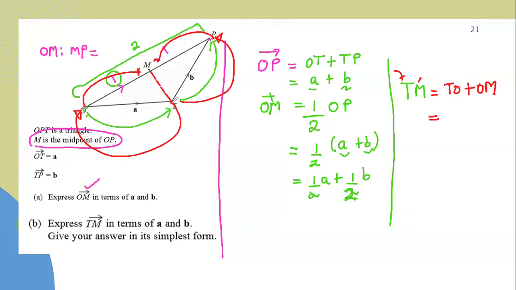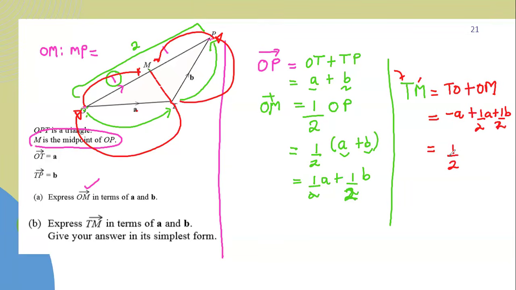So T to O, since we have gone opposing the direction, at first we had A, but since we are going T to O, this one is going to become negative. So allow me to write here that this is going to be negative A plus O to M, which we have already obtained as a half of A plus a half of B. And therefore, we are going to have negative A plus a half of A.